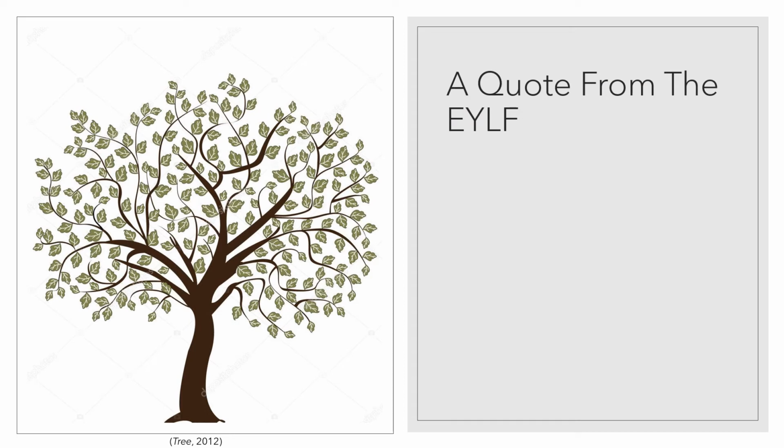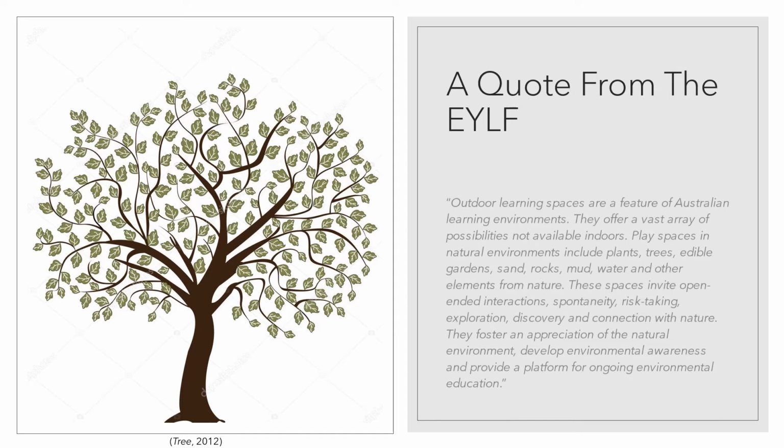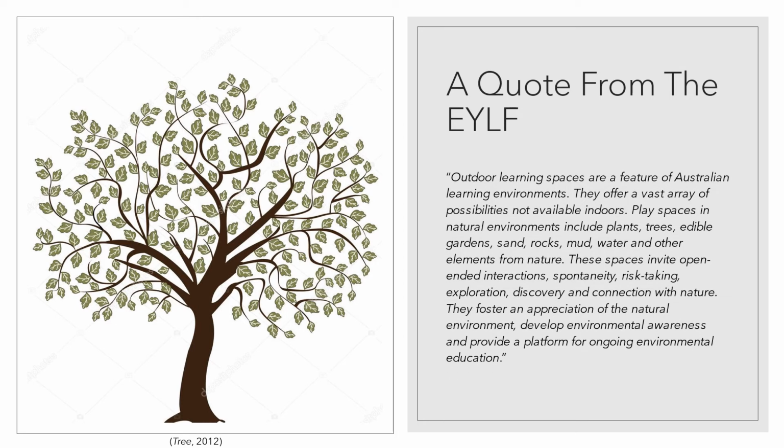Since this experience is set up in the outside environment, I have attached a quote from the Early Years Learning Framework. Outdoor learning spaces are a feature of Australian learning environments. They offer a vast array of possibilities not available indoors. Play spaces in natural environments include plants, trees, edible gardens, sand, rocks, mud, water, and other elements from nature.